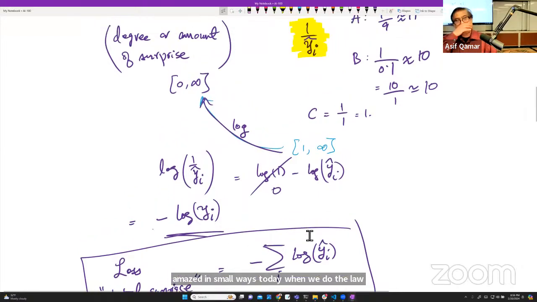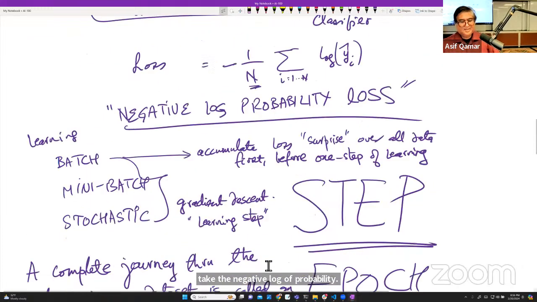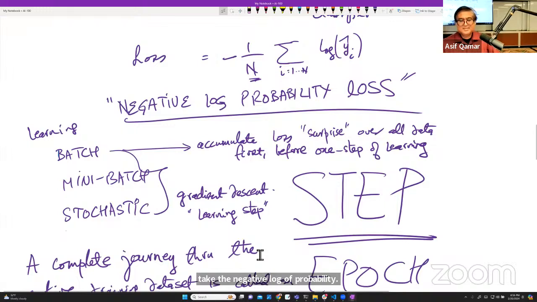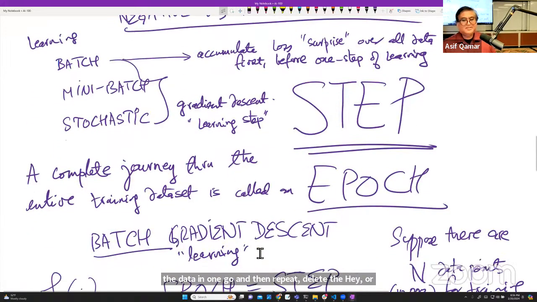We came across a very intuitive concept of surprise. And we realized that a good way is to take the negative log of probability. Right? We went through an intuitive argument to do that. Then we said that you could learn from one item at a time of data, or you could learn from all of the data in one go and then repeat, or you could do it in mini batches. Mini batches represent the Goldilocks region between the two, both of which are extremes.